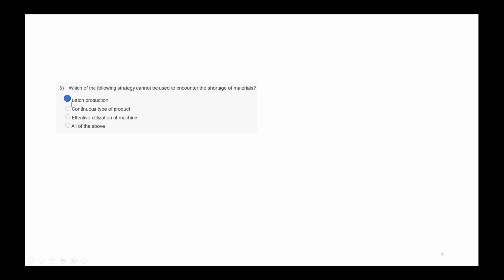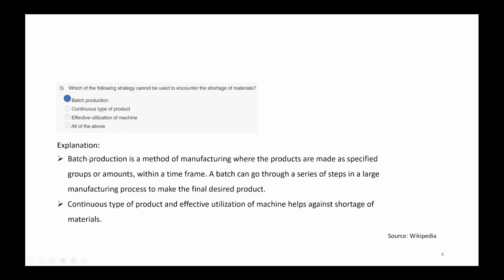Your answer will be batch production. Now batch production is a method of manufacturing where the products are made as specified groups or amounts within a time frame. So some particular part of an assembly will be produced, and another part will be produced differently. So a batch can go through a series of steps in a large manufacturing process to make the final desired product.